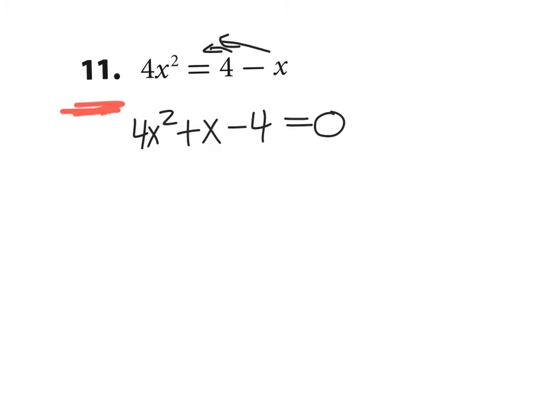So again, I go through the process of identifying my values. A is 4, B is 1, C is -4.